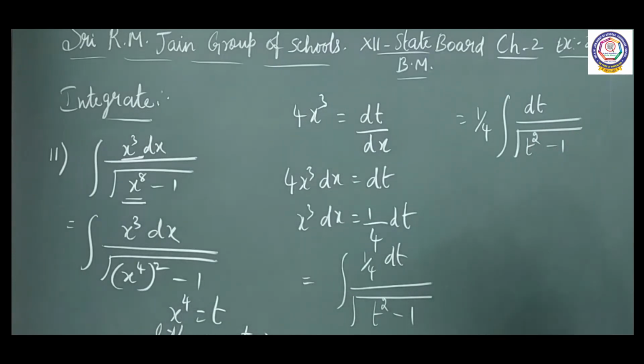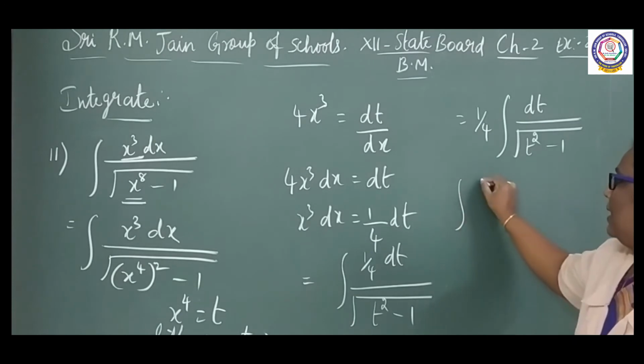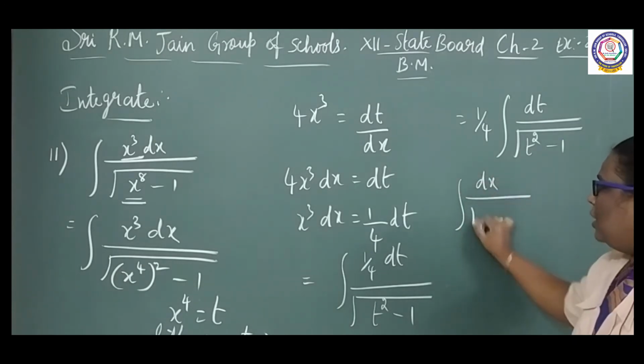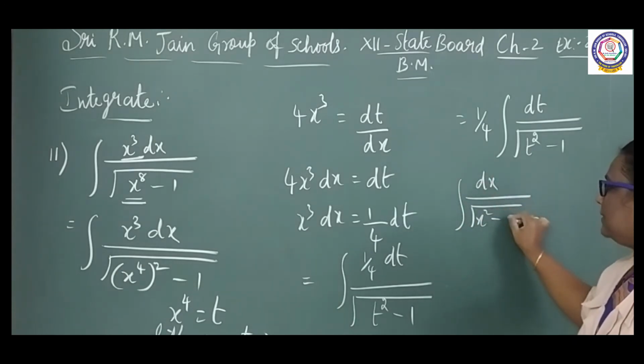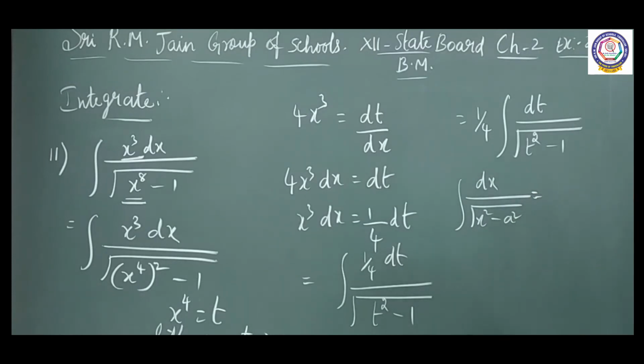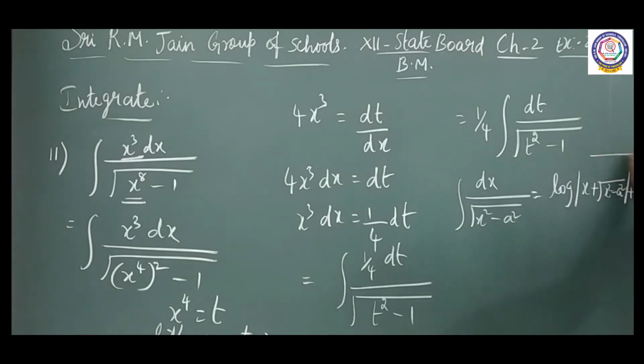So what is the formula? Integral dx by root of x square minus a square equal to log of modulus of x plus root of x square minus a square plus c.